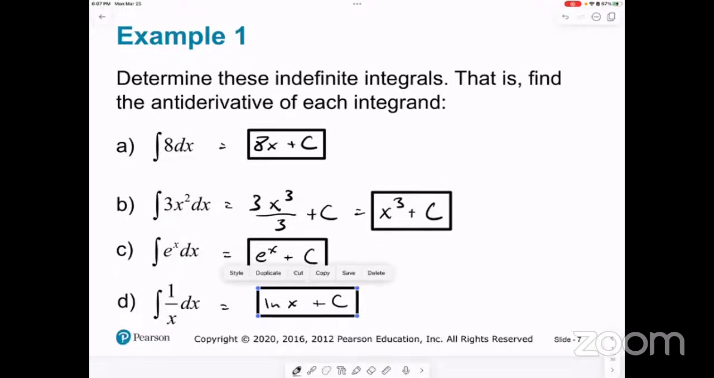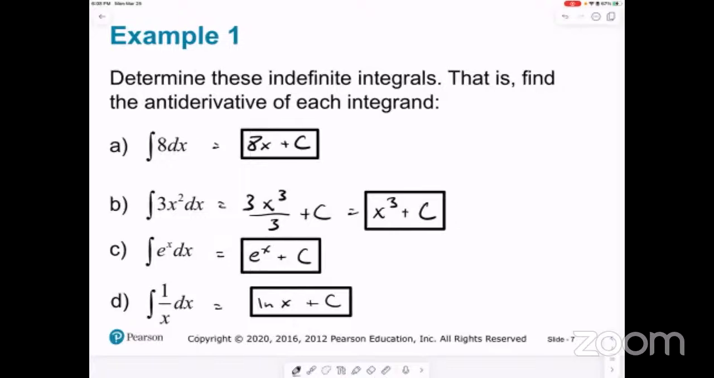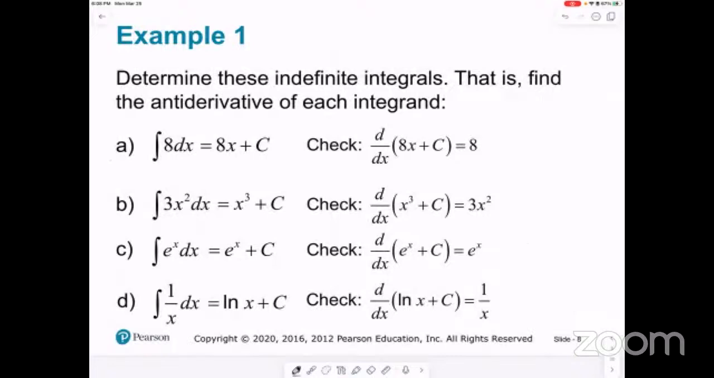And again, with each of these, just check by taking the derivative. You should get back to your f of x, right? The part in front of the integral, okay? And I think we have a type version of what we just experienced. 8x plus c, because when we take the derivative, we get that. x cubed plus c, so I think we got all of these correct.